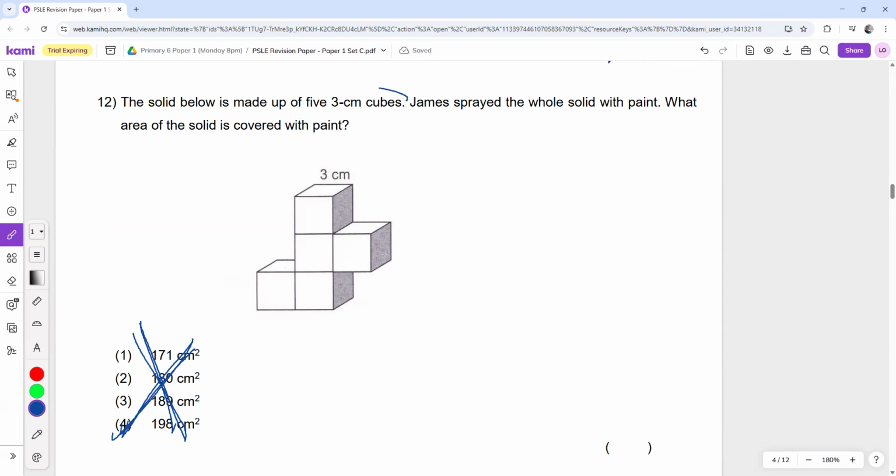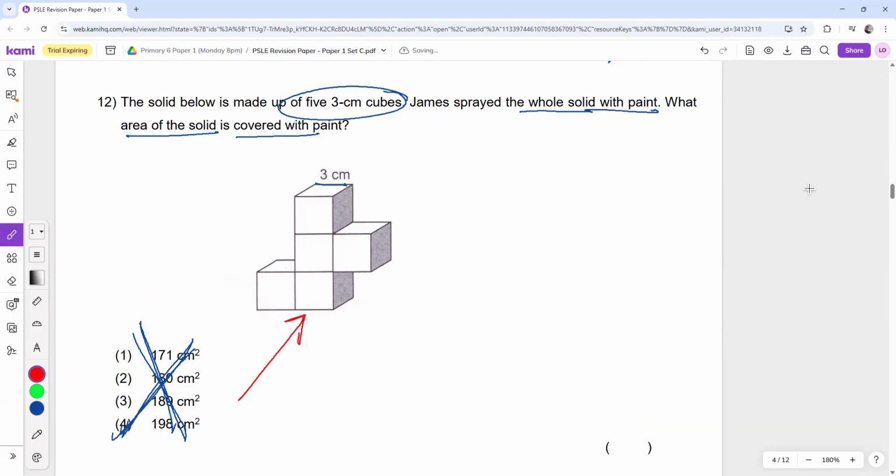Now, there are five 3 cm cubes. So every side of the cube is 3 cm. James sprayed the whole solid with paint. What area of the solid is covered with paint? So how to do this? You are asked to find the total surface area or total painted area. There's nothing to do with volume. You will need to count how many faces are painted.